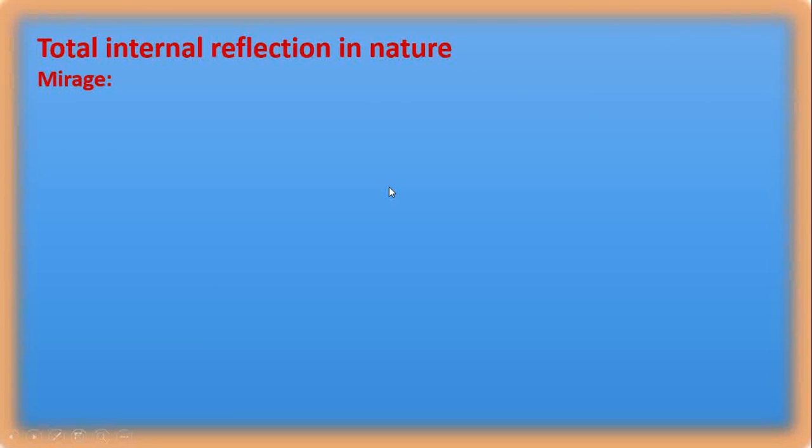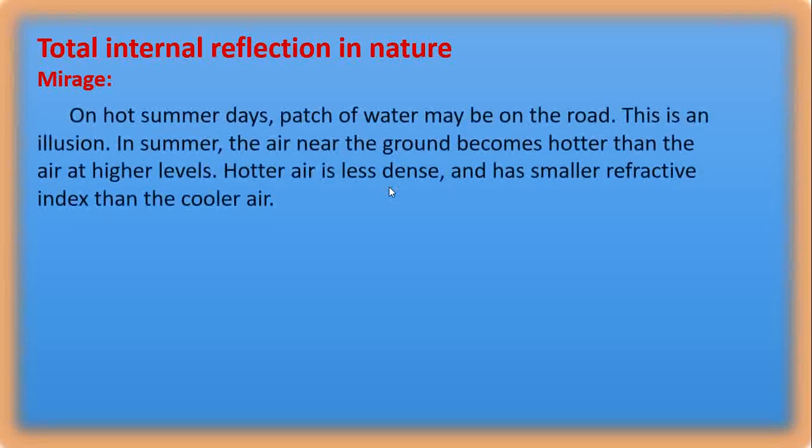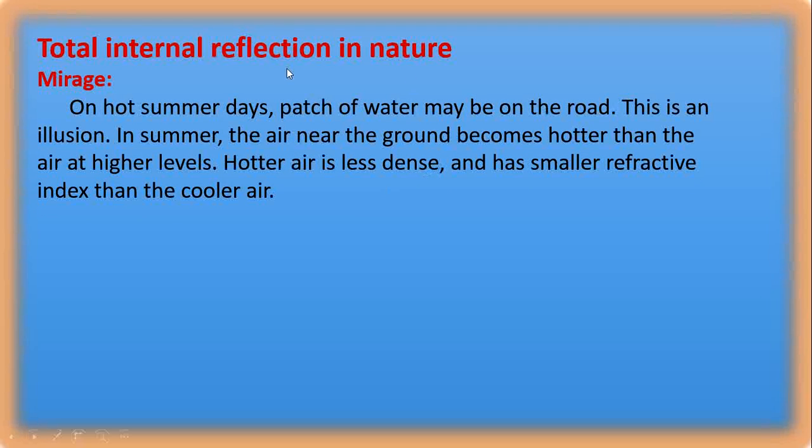Now, this total internal reflection takes place in nature. First, we have the mirage. On hot summer days, a patch of water may appear on the road. Sometimes we see some water drops on the road. This is an illusion. In summer, the air near the ground becomes hotter than the air at higher levels, which is cooler.